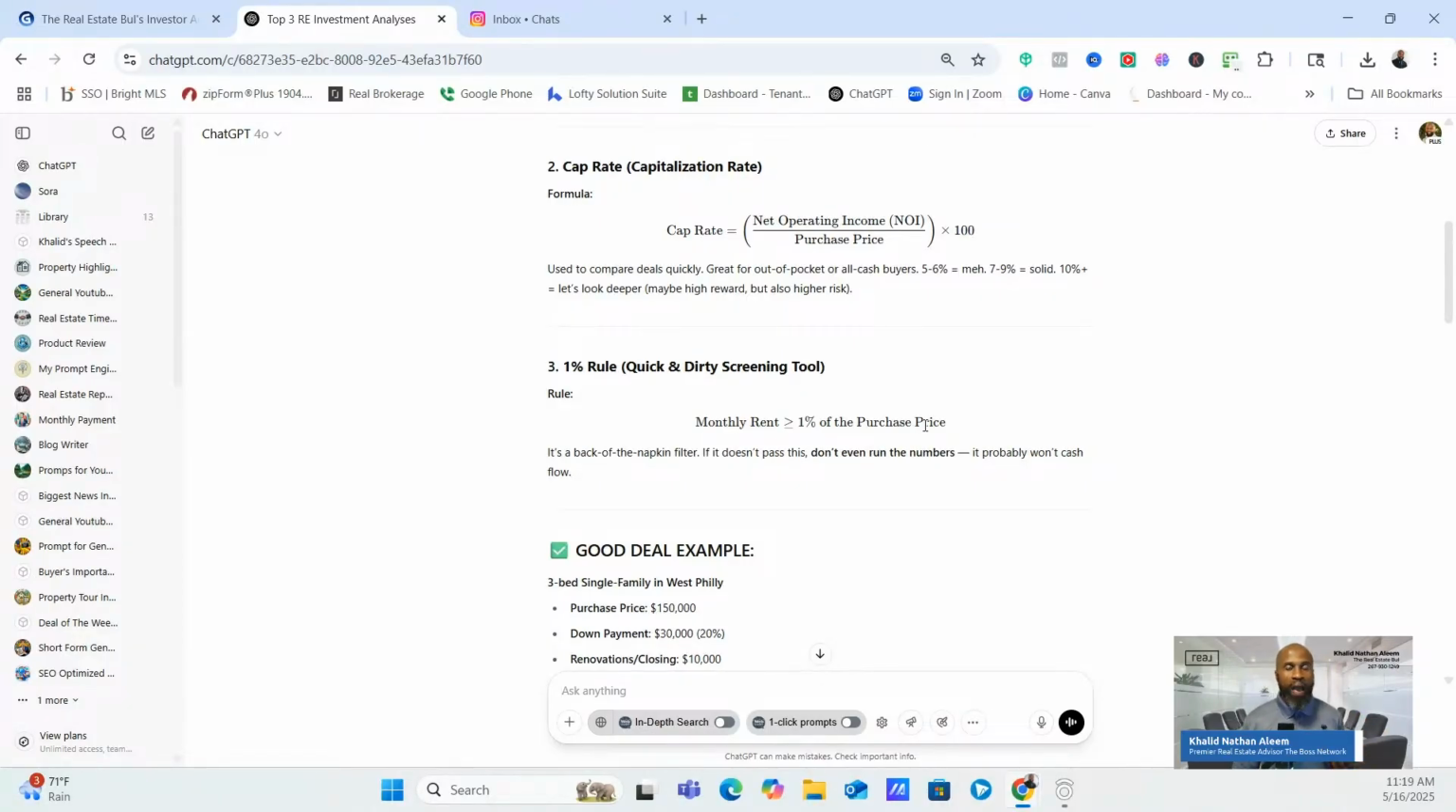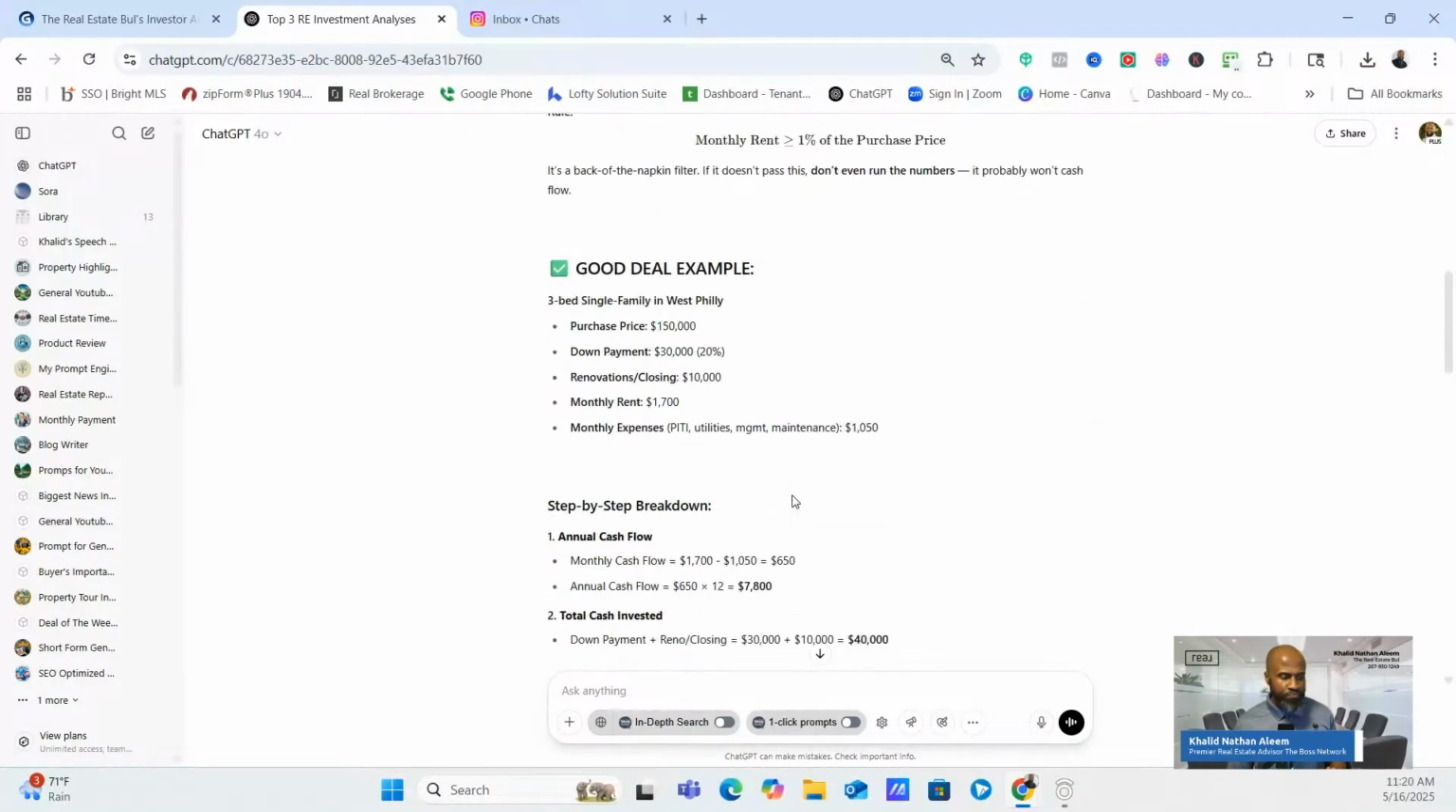So if the listing price of a home is $100,000, it should rent for $1,000 or more. If it doesn't rent for $1,000 or more, on to the next one. Don't even waste your time. A lot of these formulas are set up so you're not wasting your time looking at one deal and then getting to the end of it and having wasted all of your time. So now what I did is I took an example and looked at the formula.